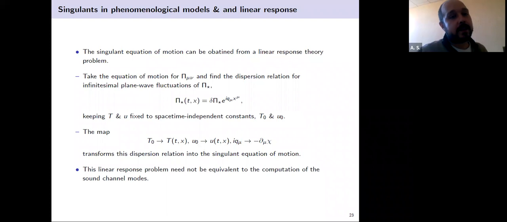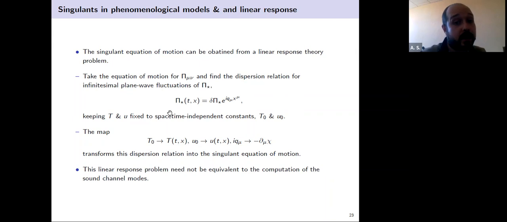And I also mentioned that singulants, the singulant equation of motion, can be obtained from a linear response theory problem. So on general grounds, the linear response theory problem you have to solve in order to find the singulant equation of motion is the following. I'm going to restrict it in this part of the talk to a theory in the MIS class. Okay, so you have to take the equation of motion for pi mu nu in this MIS theory. In this case, it's going to be BRSSS theory, and find the dispersion relation for infinitesimal plane wave fluctuations of pi, keeping the temperature and the fluid velocity fixed to space-time independent constants.